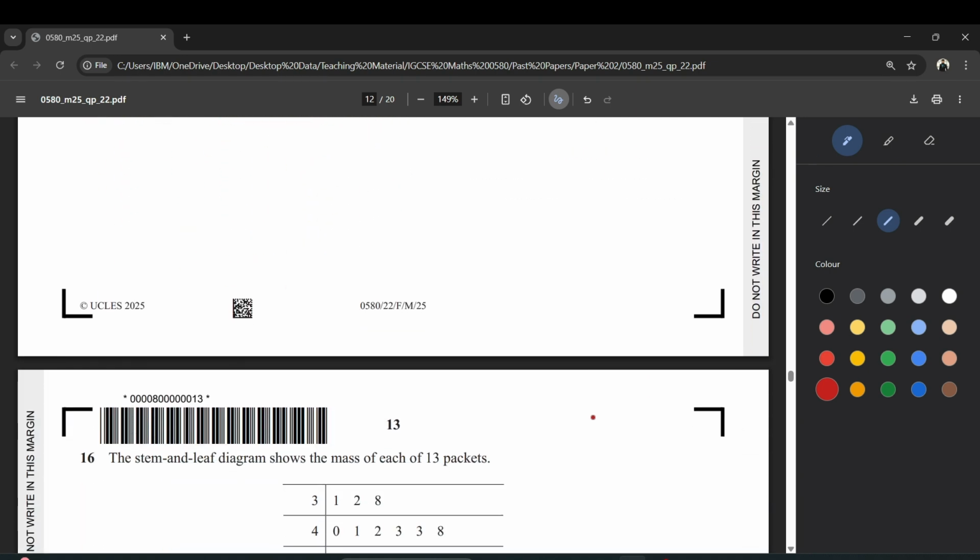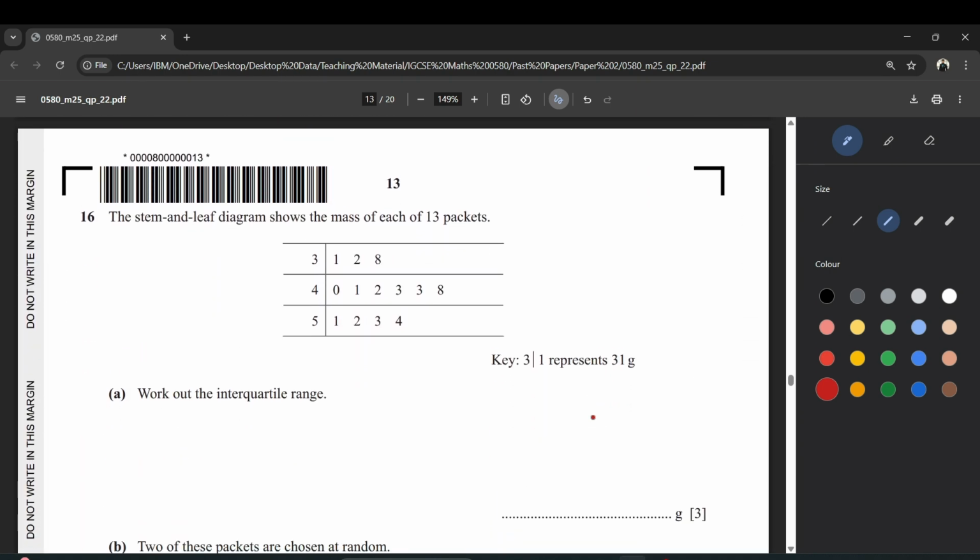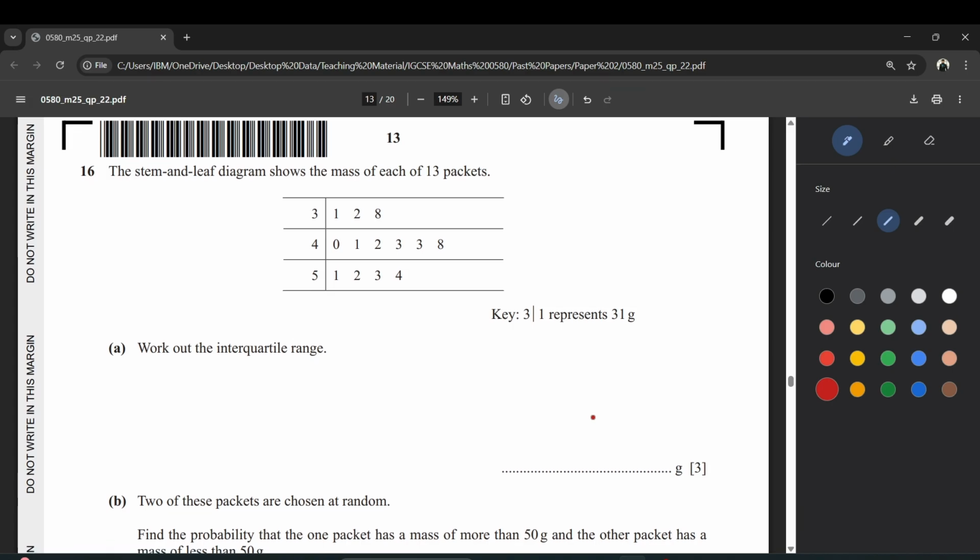All right, so let's move to question number 16 now. The stem and leaf diagrams show the mass of each of 13 packets. Work out the interquartile range. Okay, so the interquartile range is given by upper quartile minus lower quartile.